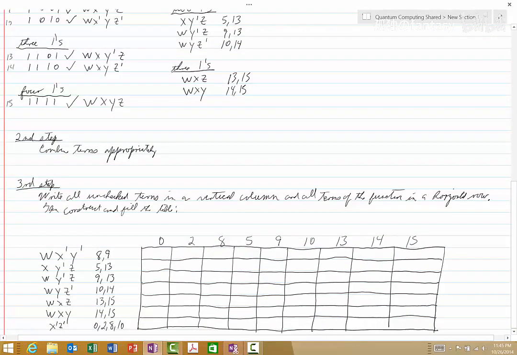Well, we just look at the numbers that are present in each term and put an X in the appropriate box. So this first row is 8 and 9, so I'll put X by 8 and 9. The next row is 5 and 13, so we X 5 and 13. The next one is 9 and 13, so 9, 13. The next one is 10 and 14, so 10, 14. The next one is 13 and 15, so 13, 15.